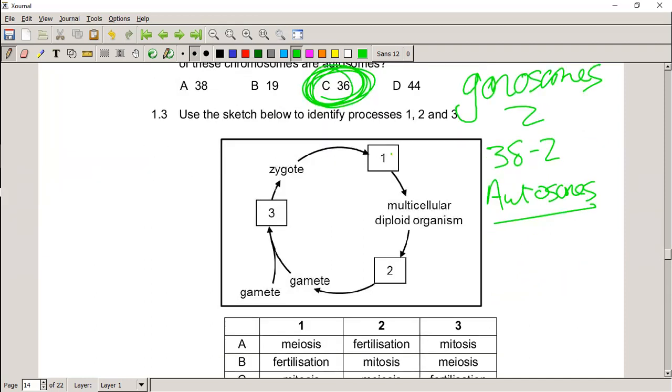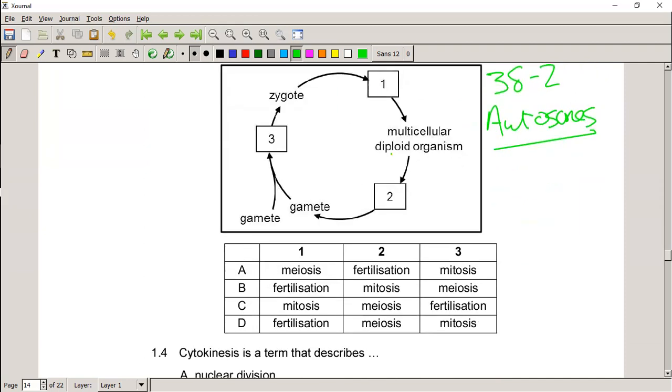Use the sketch below to identify the processes 1, 2, and 3. This is the life cycle of organisms, or of humans, that go through sexual reproduction. Okay, so we're going to go from a zygote to a multicellular organism. So I need mitosis to happen. I need normal division to happen. So that's mitosis. So number one has to be mitosis. And already I've got the correct answer because that's the only one that has mitosis for number one. But let's go through the rest and just double check on it.